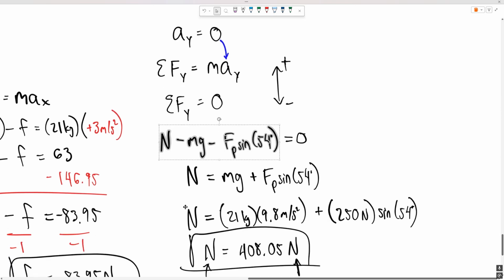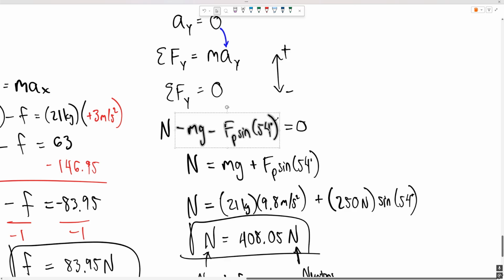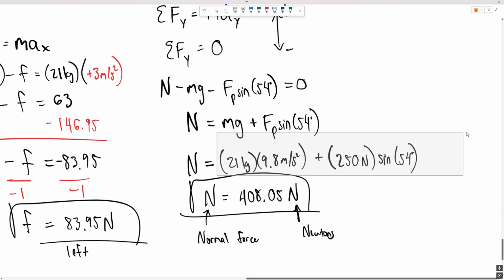So to solve for the normal force, we could add both of these to the other side here, right? Adding them brings it to the other side of my equation here, making them positive. And then we just plug in the numbers here. And then plug it in your calculator to get 408.05 newtons. One thing to be careful of is we have an N here and an N here. Keep in mind that this is the normal force and this is the unit newtons. All right, so this is the variable normal force. This is the unit newtons.